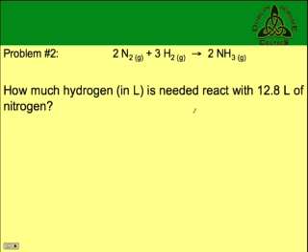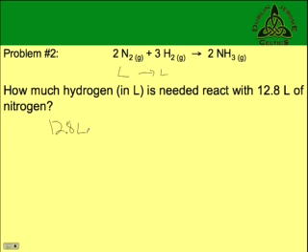Okay, this one I've got. We actually have a chemical equation here. This really looks like stoichiometry. I have liters of nitrogen, and I'm trying to convert to liters of hydrogen. Oh yeah, definitely stoichiometry. All right, let's try one thing to another. I've got 12.8.